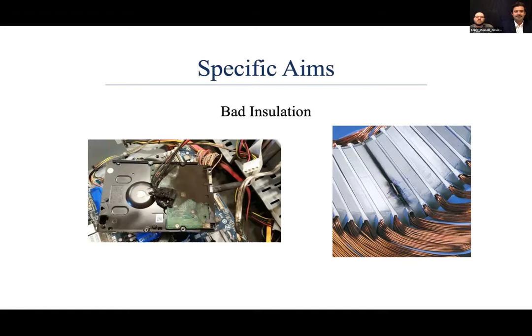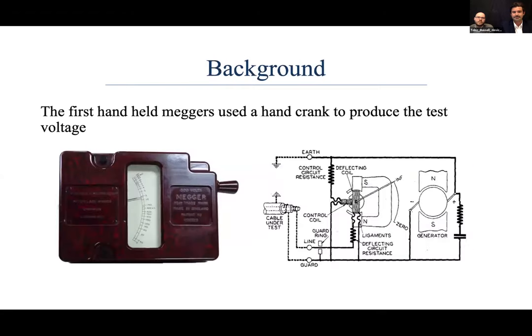Insulation failure is the result of tiny cracks forming in the coating of the wires. Once the voltage exceeds the breakdown voltage of the air gap, current will flow. As you can see in these two pictures, there are more examples of failed insulation. The image on the left shows wires burnt up in a computer tower, and the image on the right shows a damaged stator winding where the insulation has failed.